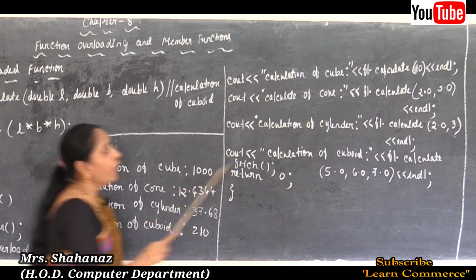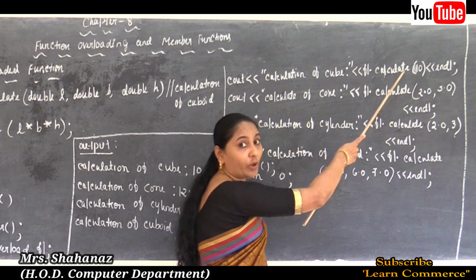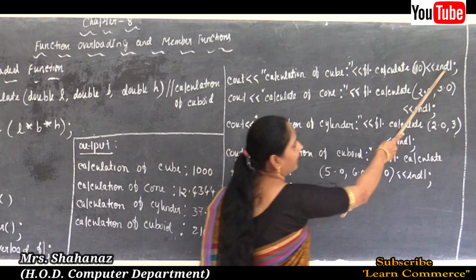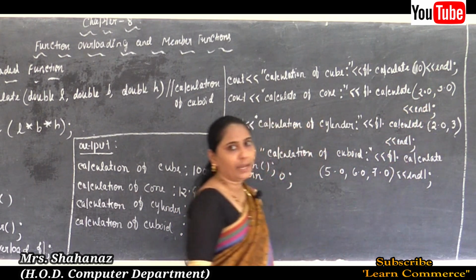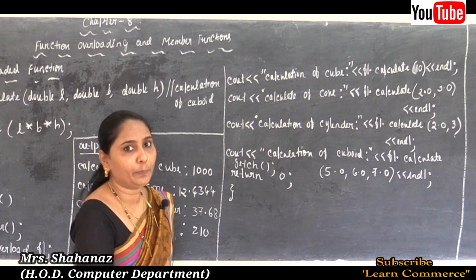Clear this point here? Why? Because we already wrote such code for the cube. In this case we already performed the calculation for the cube, and next one is endl. For endl we already included the header file, the header file is iomanip.h.